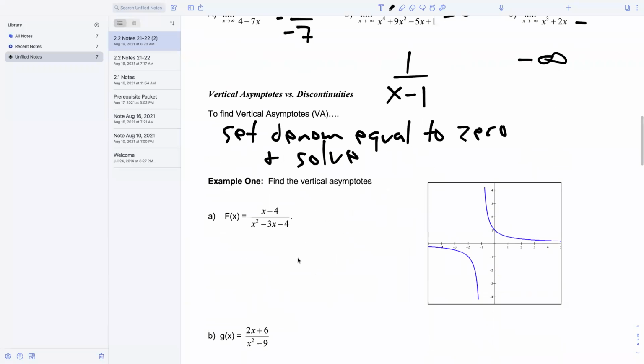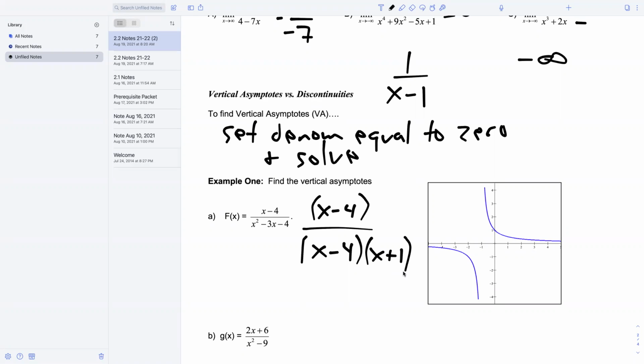Okay, so example 1 says, find the vertical asymptotes. I have a graph here. I can tell that there's a vertical asymptote at x is equal to -1. Everybody see that on the graph? All right, so let's work it out here. I have x minus 4 over, I'm going to factor the bottom, x minus 4, x plus 1.